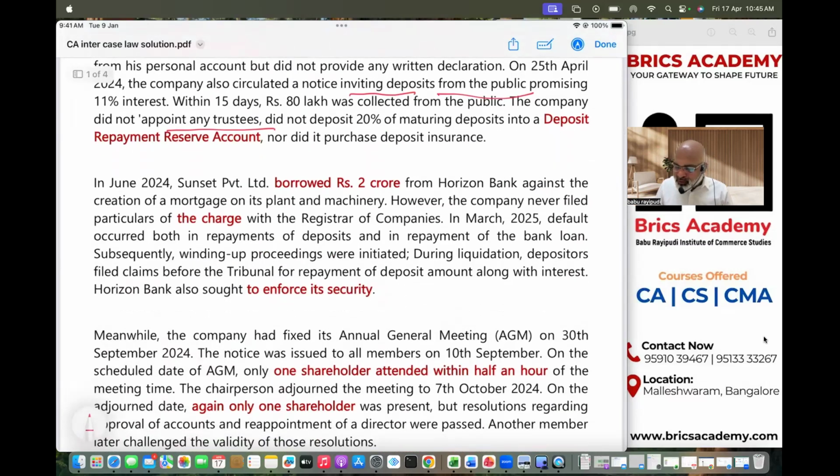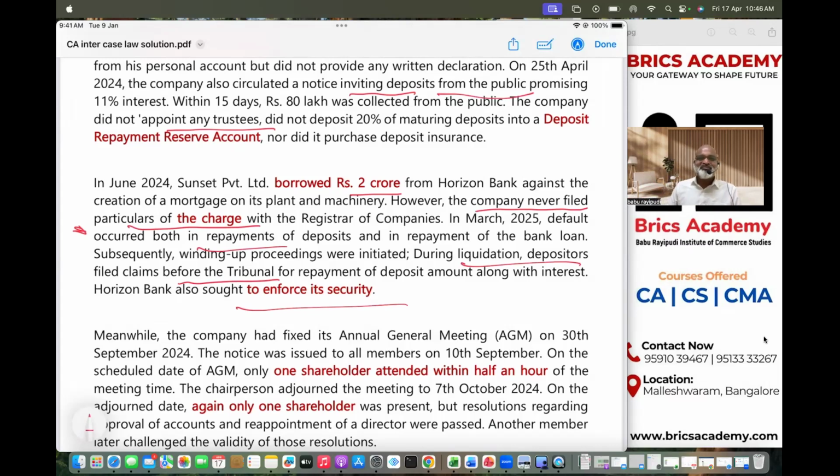In 2024, borrowed 2 crores from the Horizon Bank, created a mortgage. This is related to your question because charges: whenever a company happens to borrow money, the company has to create a charge on the assets, movable or immovable, and the charge that is created, from the date of creation within 30 days, it has to get registered with ROC. See that this point is, the company never filed particulars of charge to ROC. And later on default occurred, repayments, etc. During liquidation, depositors filed claims that so and so money has to be given and security has to be sold and give money. Liquidator will say, hey, your charge is not registered.